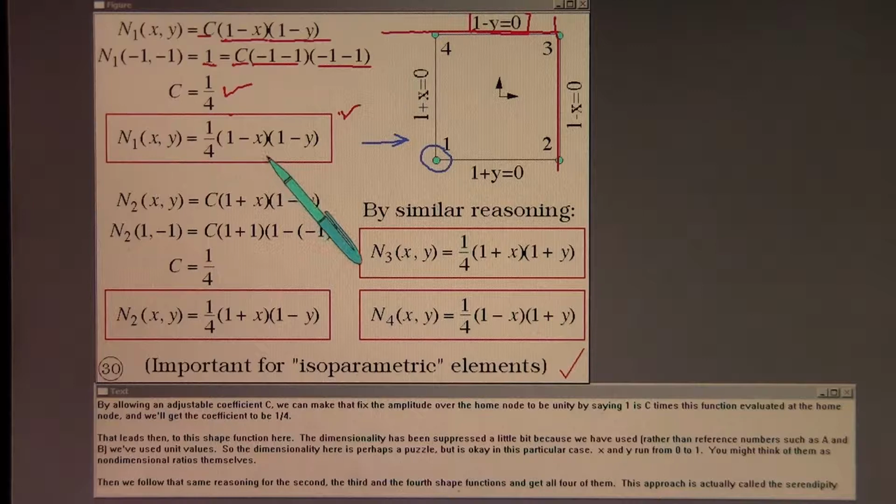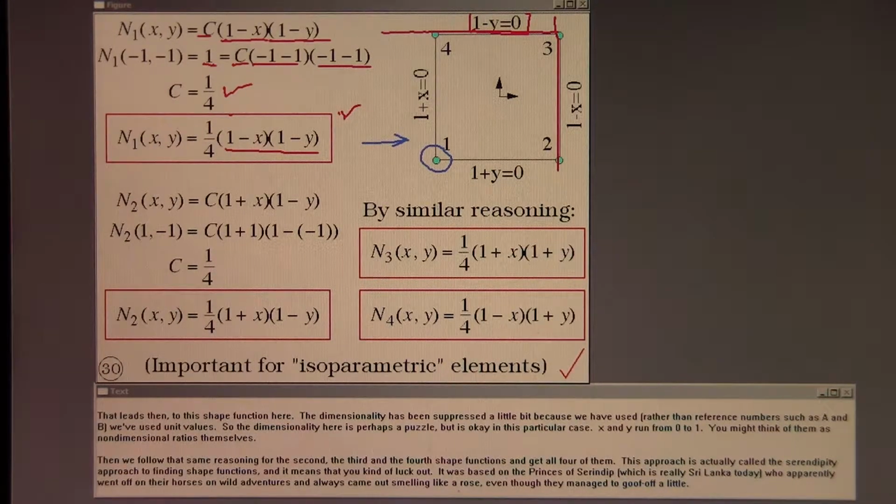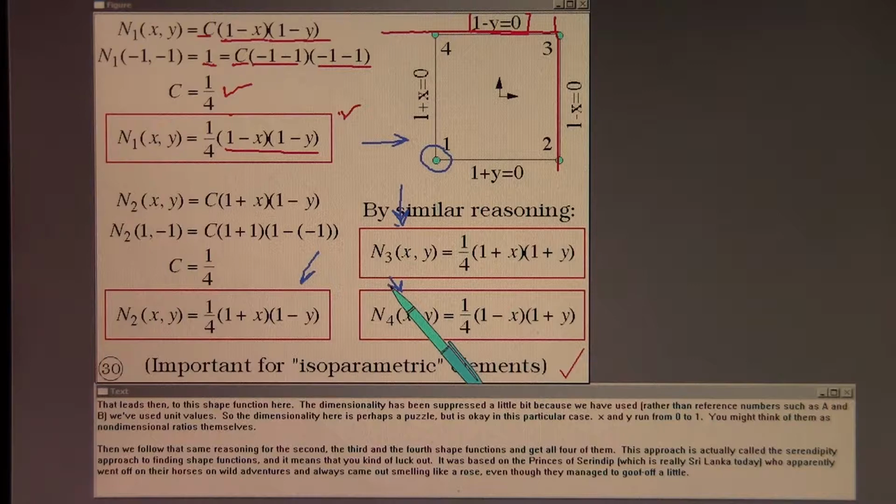The dimensionality has been suppressed a little bit because we have used, rather than reference numbers such as a and b, we've used unit values. So the dimensionality here is perhaps a puzzle, but is okay in this particular case. X and y run from 0 to 1. You might think of them as non-dimensional ratios themselves. Then we follow that same reasoning for the second, the third, and the fourth shape functions and get all 4 of them.